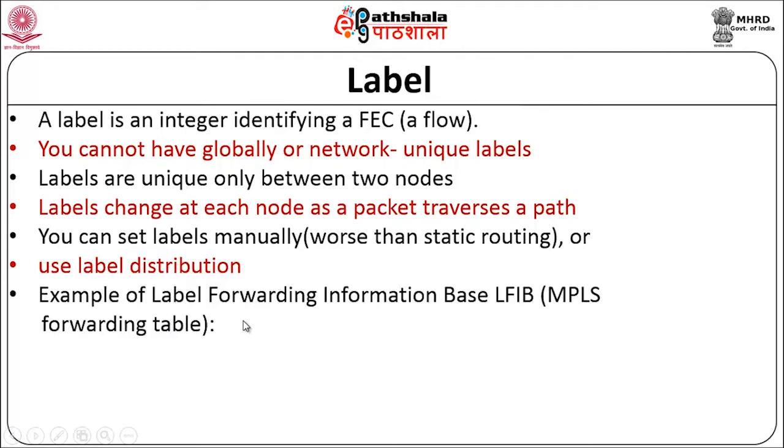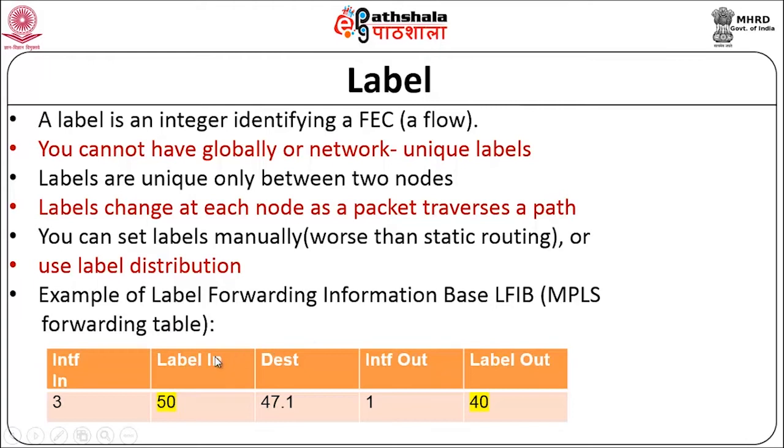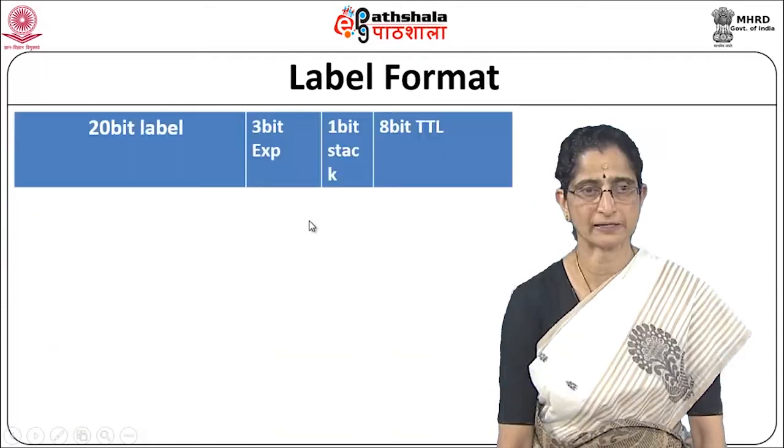Just to give an example of a label forwarding information base, this is what it will look like. So you have an interface on which it will come in with a particular label. This may be its actual destination address, and it will go out on this interface with a label of 40. So it comes in with a label of 50, goes out with a label of 40, right. So that's the kind of information that you will have in this label forwarding information base. So all that you need to do when a packet comes in is look at this table, look for this label, change that label to this value, and send it out on this particular interface. So that's a simple process, and that gives this speed for processing the packet.